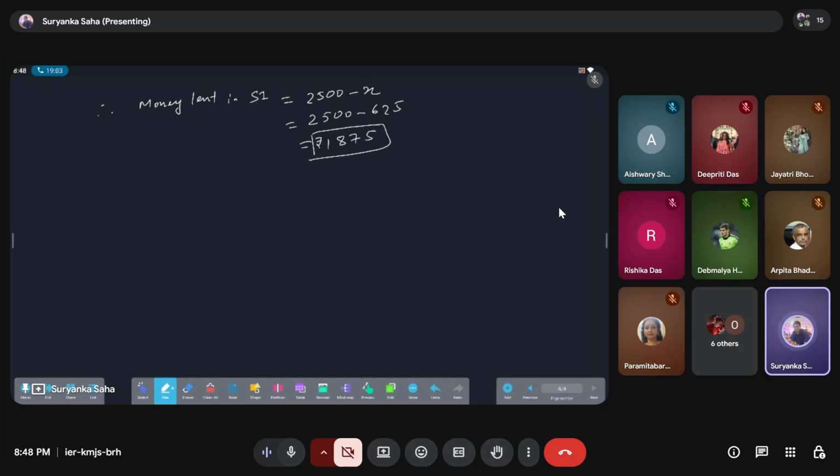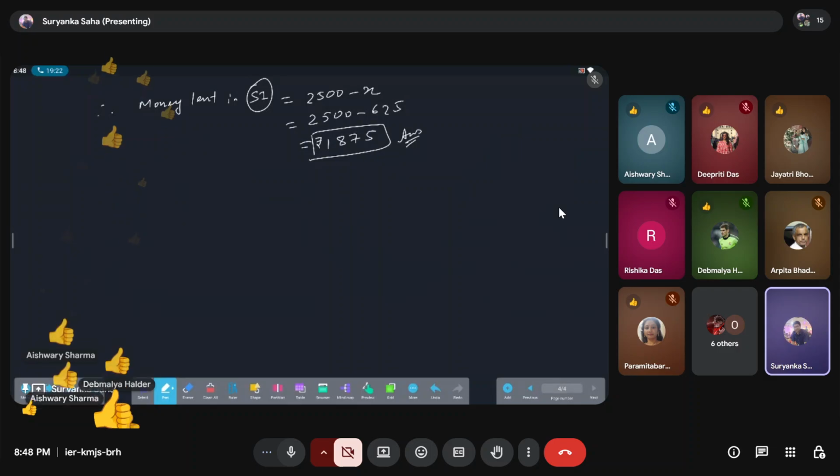In the final answer you should write rupees. That is the money lent for SI. Money lent for SI. I hope it is clear. Please give a thumbs up if you have understood, and if you have any doubt, you can tell me.